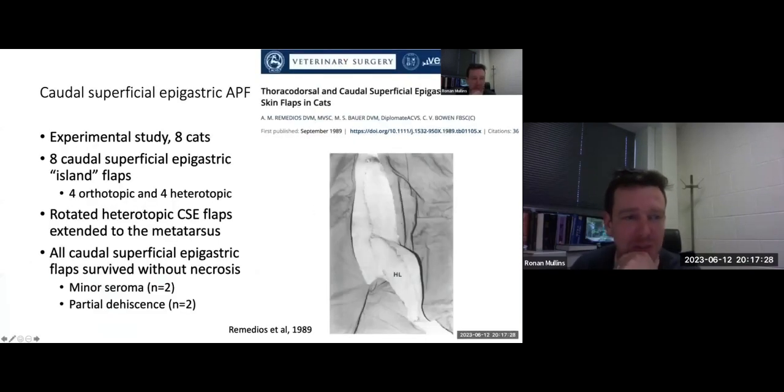This was a study that looked at the use of this flap in cats. We've already talked a little bit about this study for the thoracodorsal, but this was used for the caudal superficial epigastric. So a similar design, 8 cats, and they created these caudal superficial epigastric flaps. 4 of them were just raised and resutured in position, and another 4 were heterotopic, or rotated basically, to extend down to the metatarsal region. And all had very good results in this study. All of the flaps survived without necrosis. There was some mild seroma and partial dehiscence in 2 animals each.